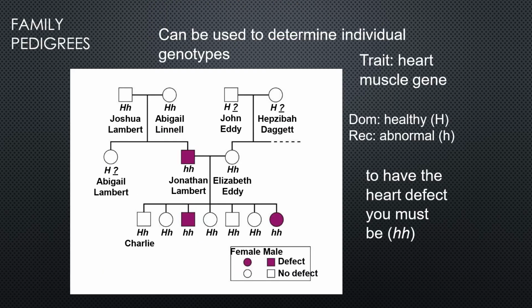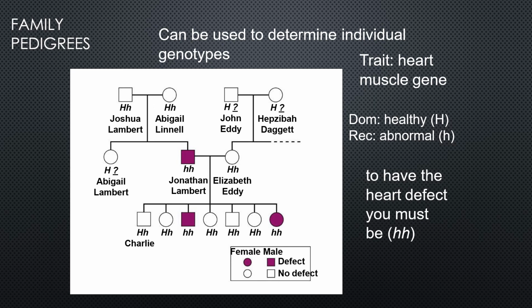Okay, so let's look at the family pedigree of this lovely family. We're going to call them the Hartmans. And we are going to look at a trait that deals with the heart muscle. In the dominant form, they produce a healthy heart muscle. In the recessive form, there's abnormal heart muscles that cause problems. So in order to have that heart defect, you have to have a homozygous recessive trait for this.